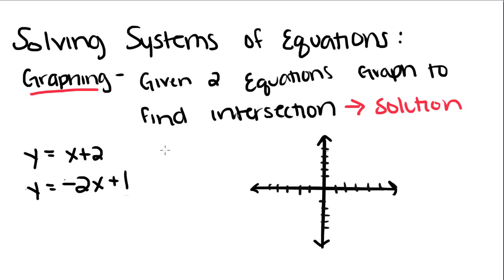I'm gonna plot the intercept of this one. So positive 2 right there. And then I'm gonna use my slope to find my line. I'm gonna go up 1, over 1, up 1, over 1, down 1, over 1, down 1, over 1, down 1, over 1, down 1. And I think that gives you a pretty good idea of your line. So then we're going to draw our line, and there's our line.